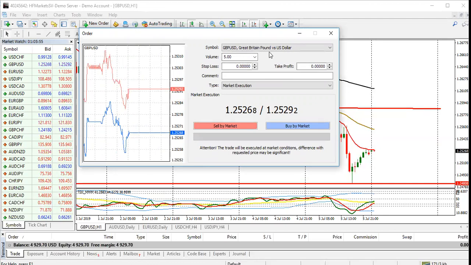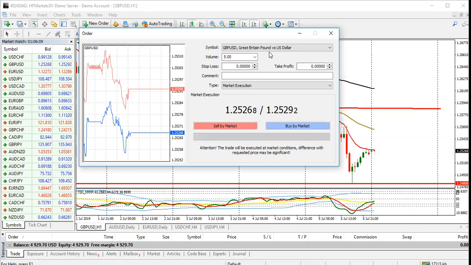Remember, it's either we take instant execution or we take pending orders. In this case, we're not taking pending orders because we have been studying the market. We have waited for the market to do what it had to do. Now we're about to jump into the market for that buy, so there's no need to do pending orders.